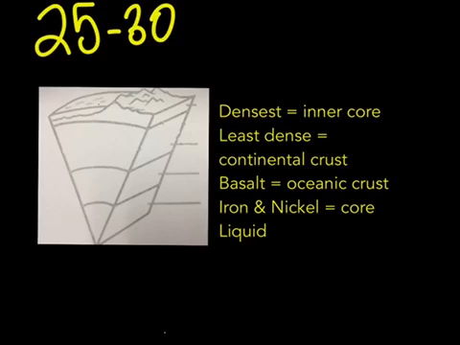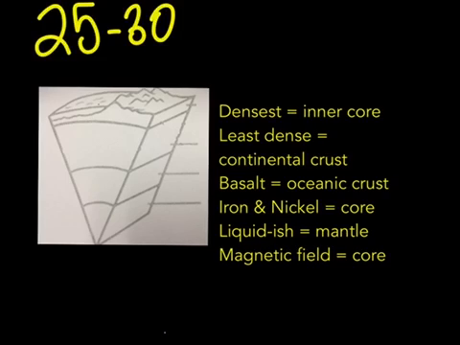All right, which layer is a liquid material? It's more of a plasma, less of a liquid, but that is the mantle. So we say it's liquidish. Which layer is responsible for generating Earth's magnetic field? The magnetic field is generated by the core. You see number 31. We're going to have that on the next page.